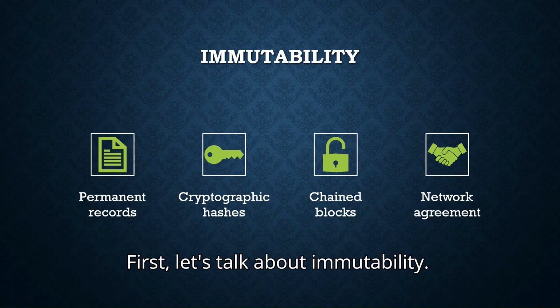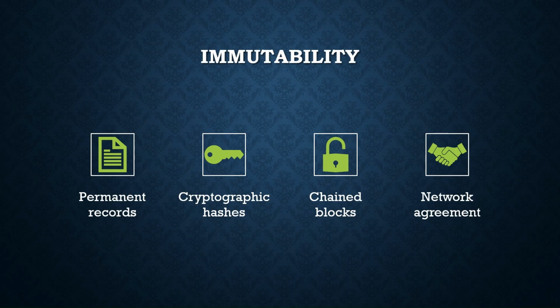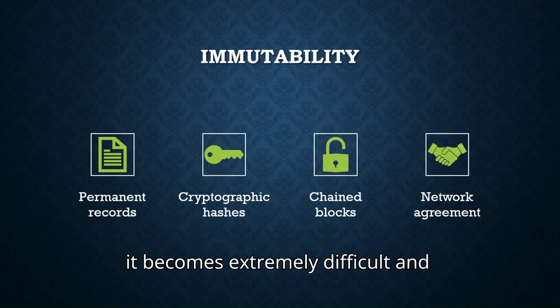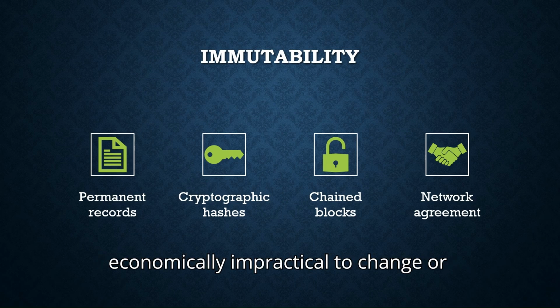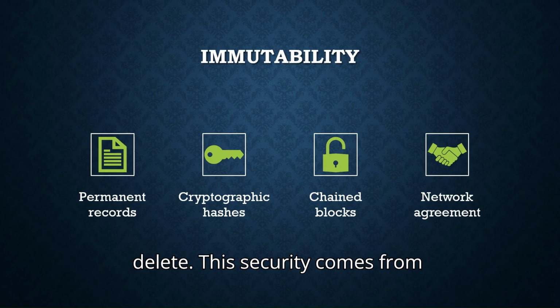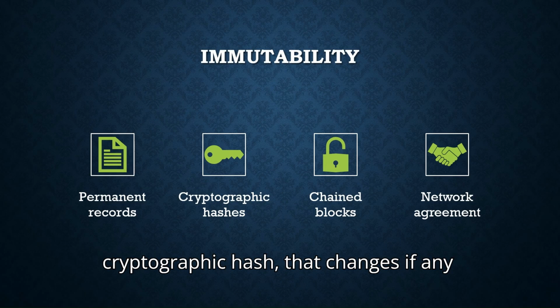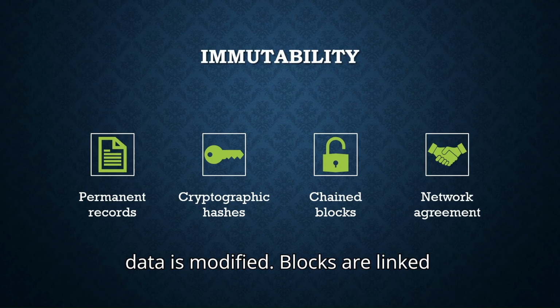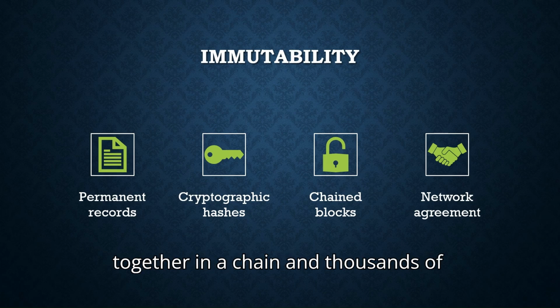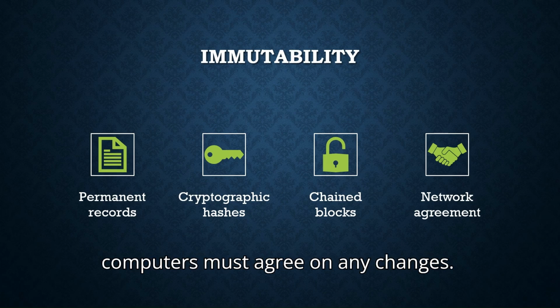First, let's talk about immutability. Once data is recorded on the blockchain, it becomes extremely difficult and economically impractical to change or delete. This security comes from several layers. Each block contains a cryptographic hash that changes if any data is modified. Blocks are linked together in a chain, and thousands of computers must agree on any changes.